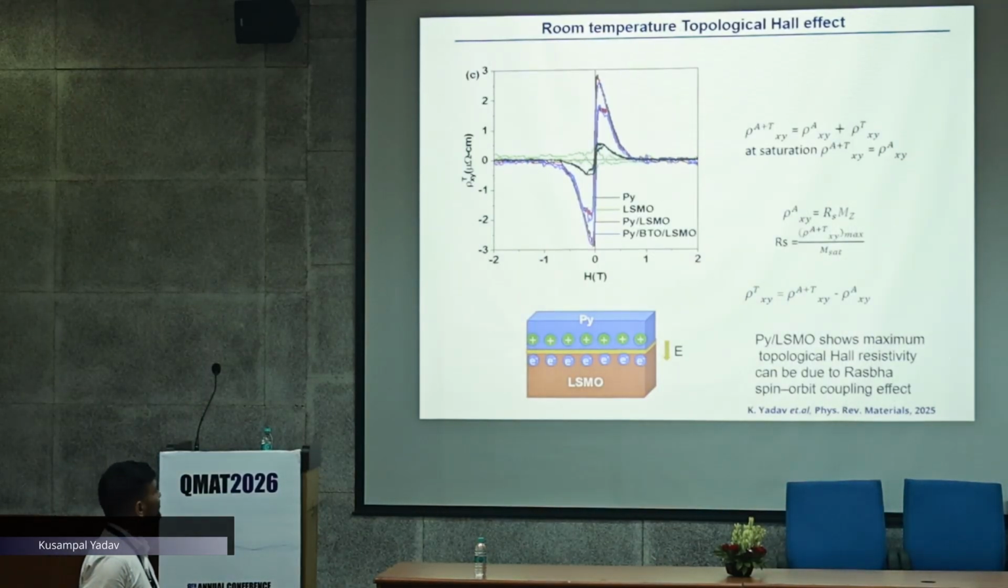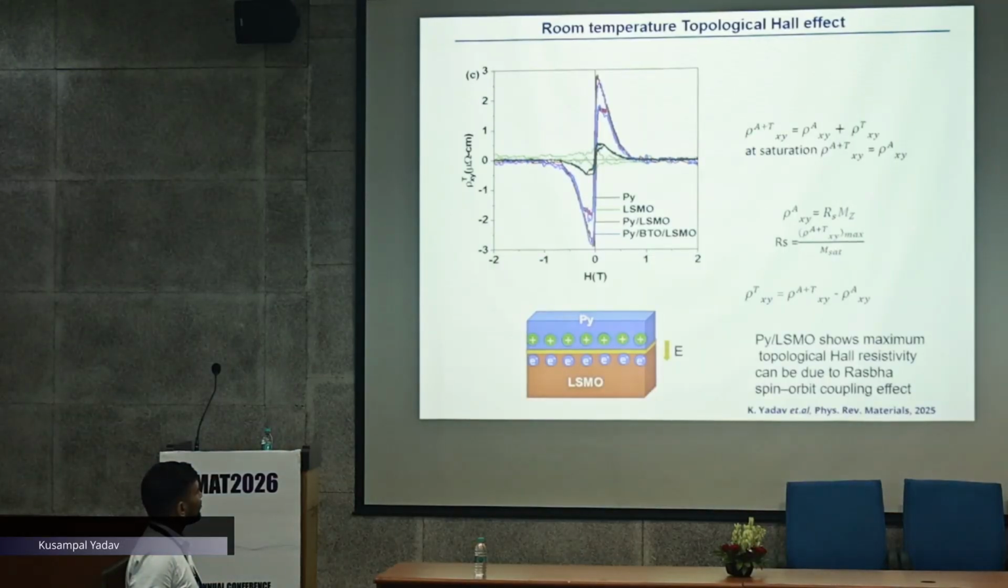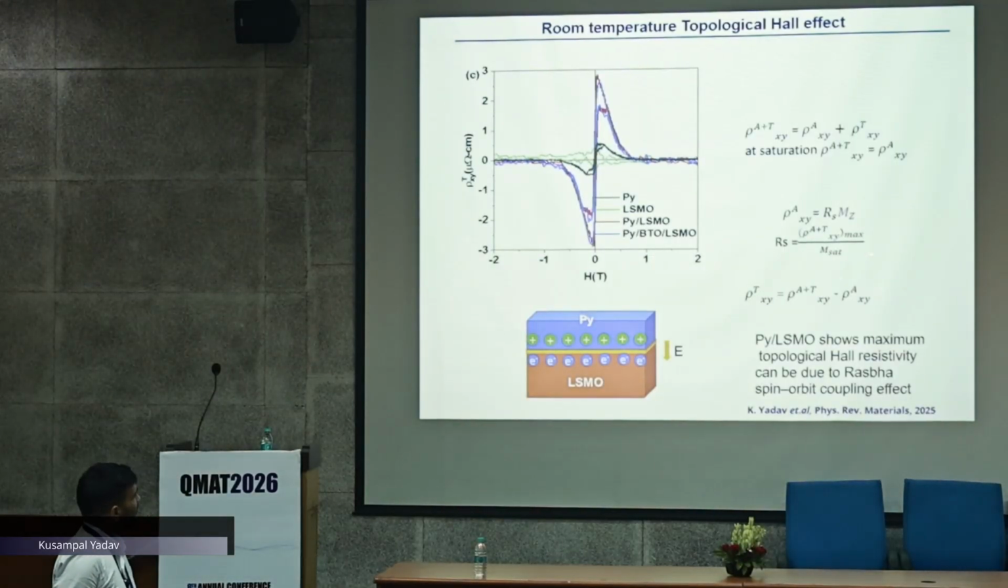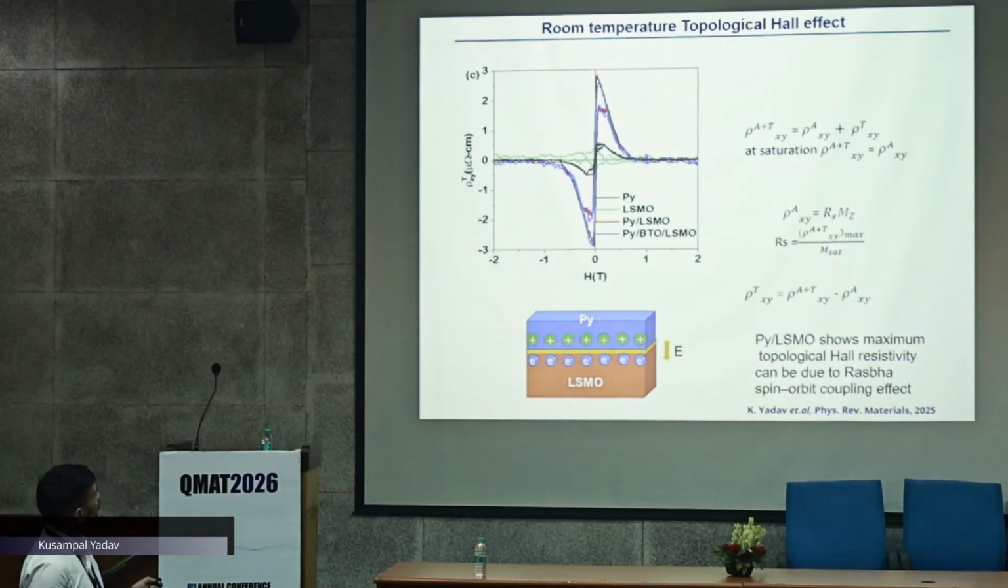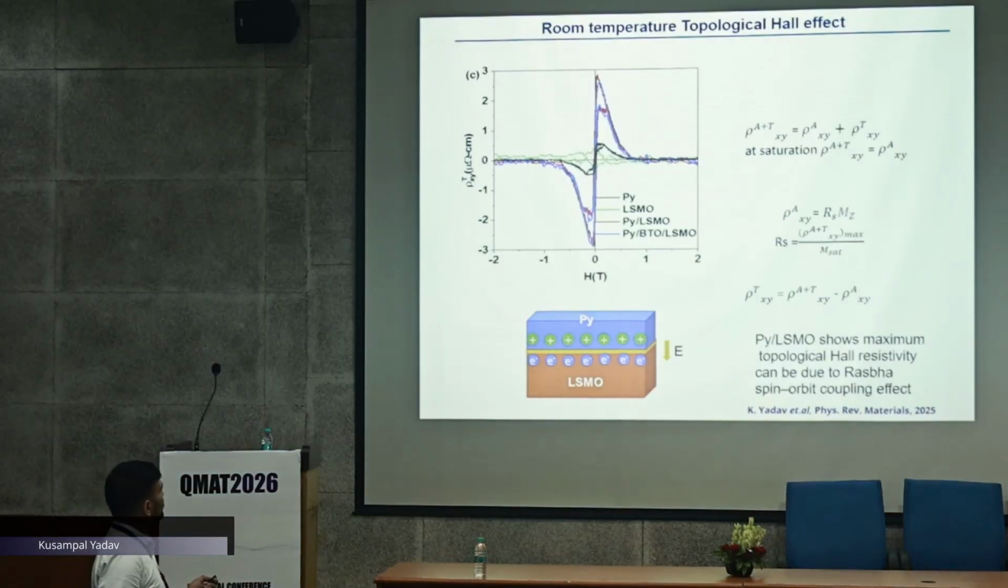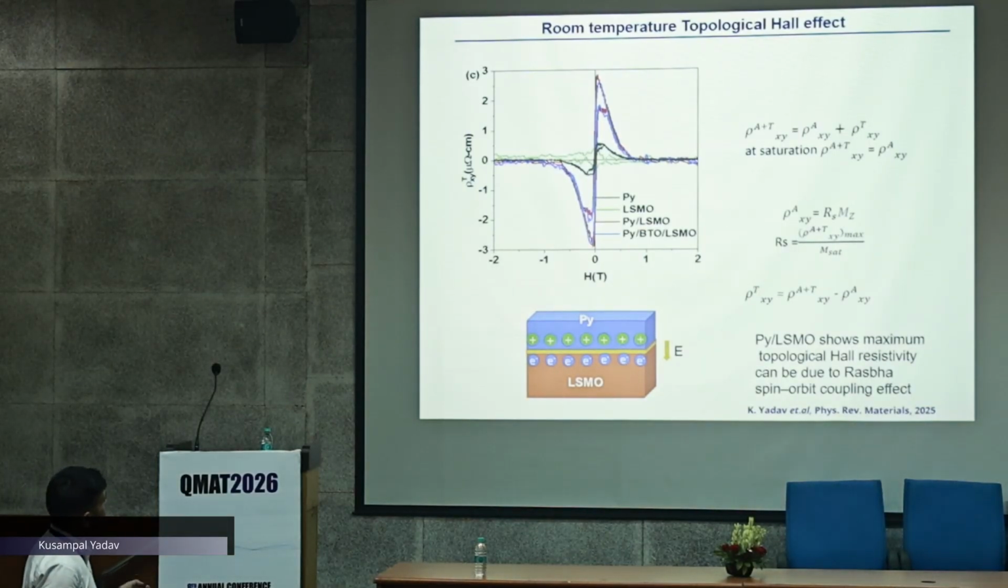Using out-of-plane magnetization, we have calculated the anomalous Hall effect, and from there we have subtracted out the topological Hall effect in all heterostructures. What we have observed is a small topological Hall effect in permalloy, and there is no topological Hall effect in the single LSMO layer. But as we have grown the heterostructure, there is a large change in the topological Hall effect.